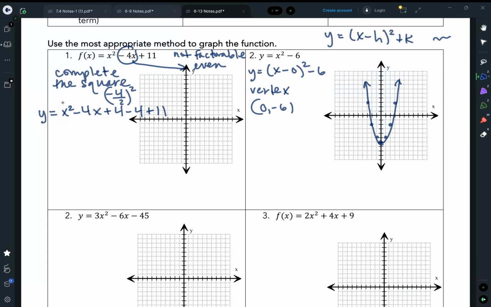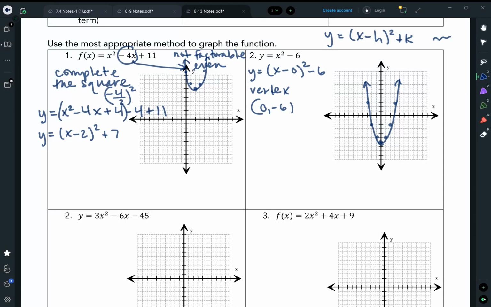So then we're going to take these first 3 and we're going to factor. We'll take the last 2 and combine. So y equals the quantity x minus 2 squared and then plus 7. So let's go ahead and graph. We're going to start at (2, 7) as our vertex, and then I can't really fit very many points on here. I guess I could go off my graph a little bit.